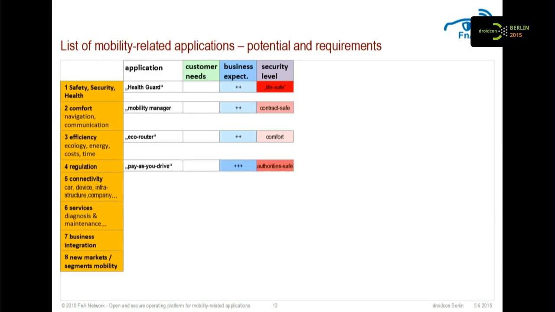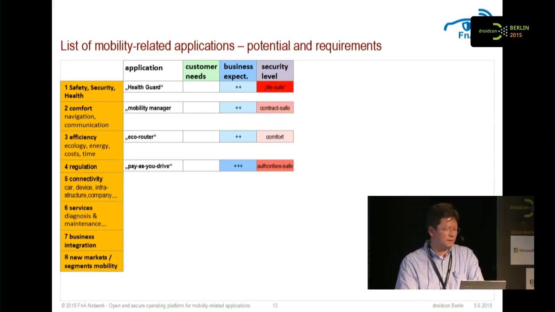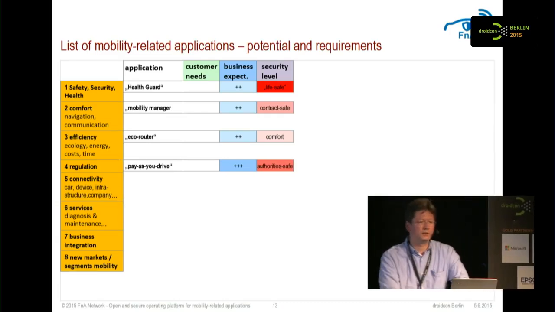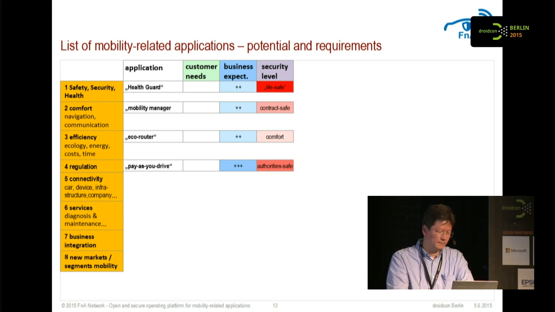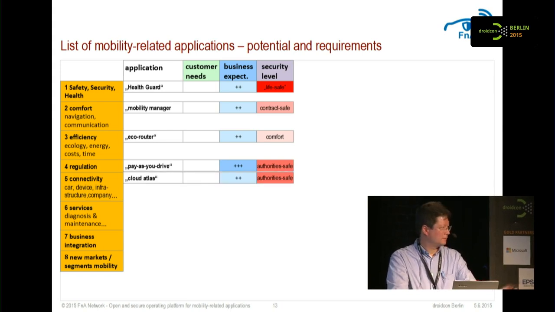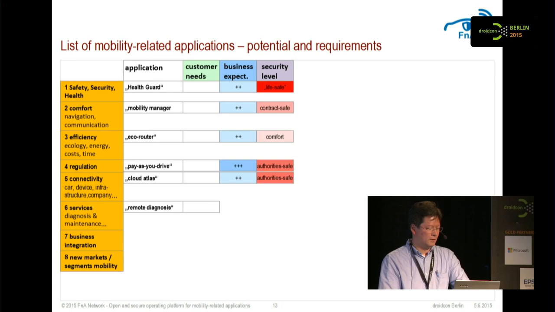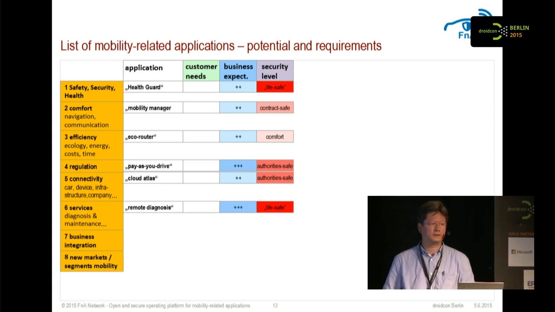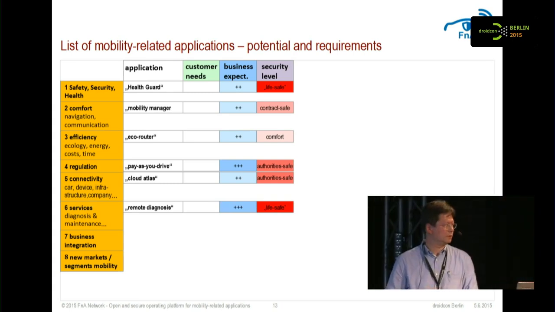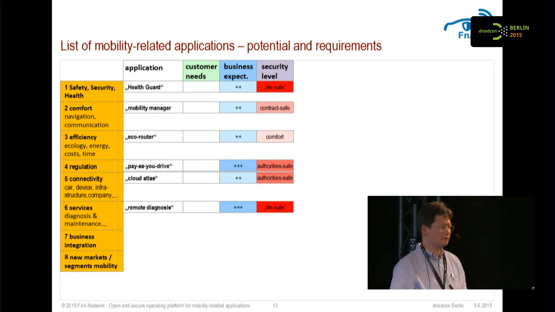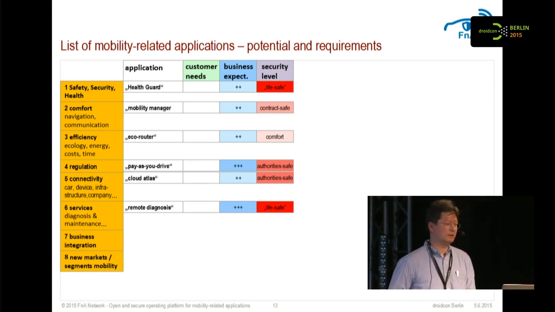We also talked about pay-as-you-drive boxes, insurance companies. This has to be at least authorities safe, so to say. Connectivity things, Peter Conradi will talk about that. It also has to be authorities safe. What does it mean, Cloud Atlas? Services, when there is an update to the brake system, it can be provided by a firmware update. Of course, it's life. It has to be life safe.